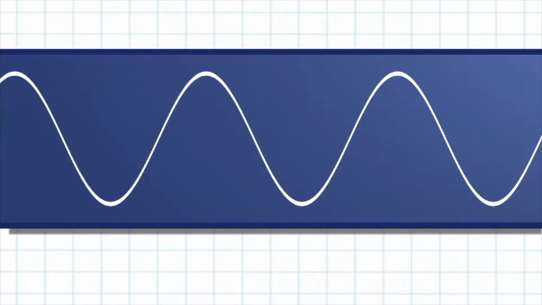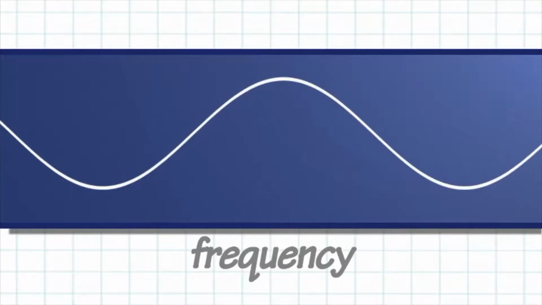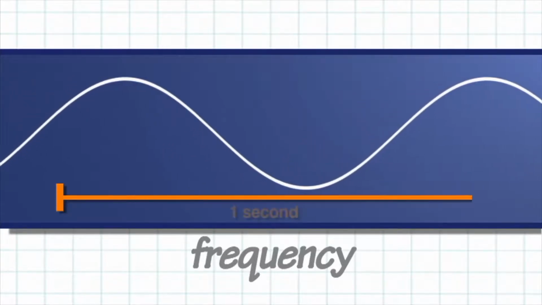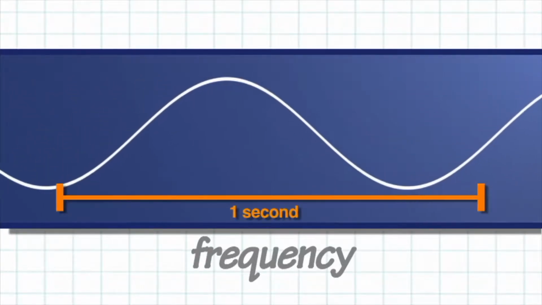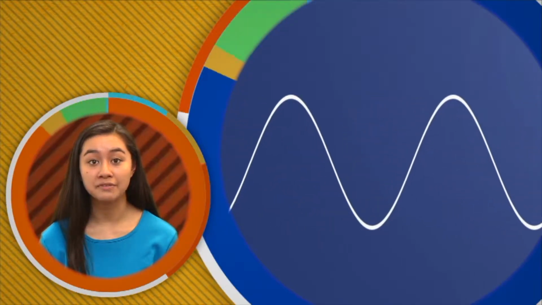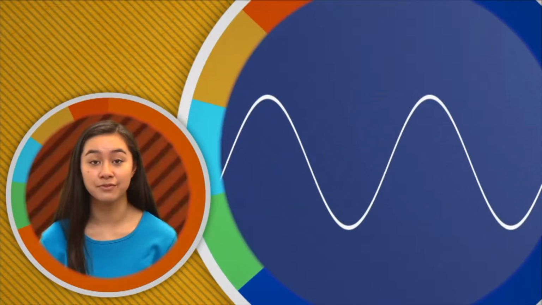Another property of a light wave is wavelength. Wavelength is determined by measuring the distance between two high points or two low points on a wave. Frequency is another property of light waves. This is a measurement of the number of waves that pass a certain point in a given time period. Frequency is a very important property of light waves because it is one of the properties that set light waves apart from the other kinds of waves.